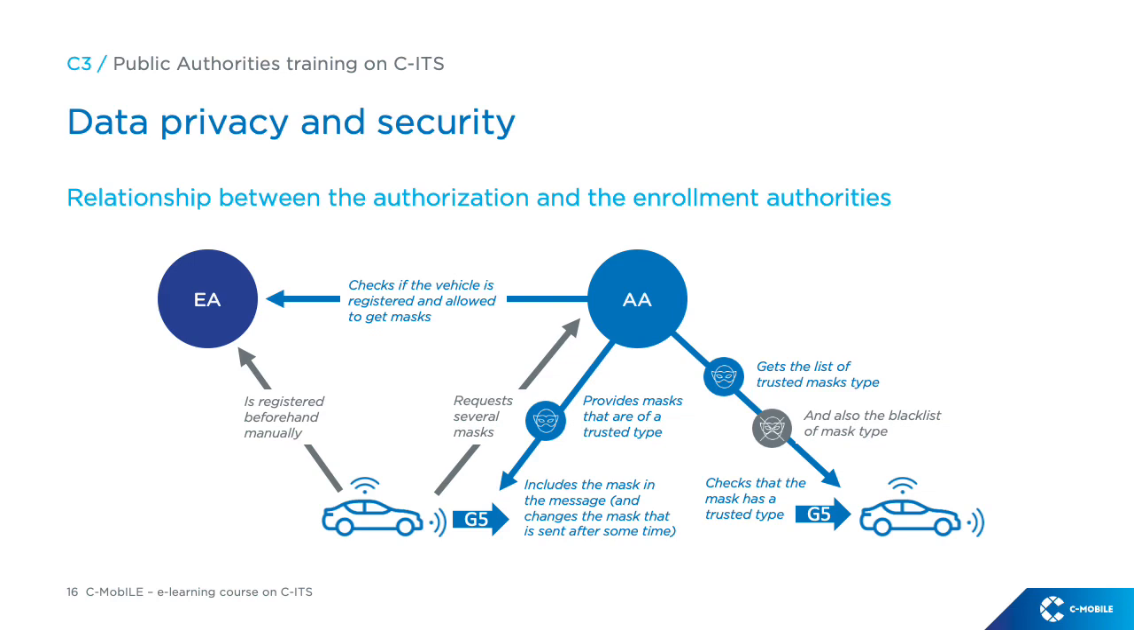The same process applies also for the exchange of certified messages between any vehicle or road user and the road infrastructure. This is valid with some differences whether the communication happens via ITS G5, as shown in this scheme, or via cellular network.